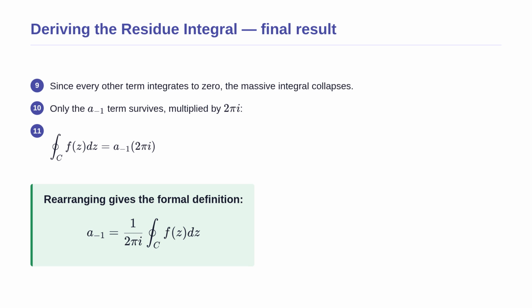By simply rearranging this equation, we arrive at the formal mathematical definition of the residue. This proves that the residue is exactly equal to the contour integral divided by 2 pi I. This single surviving term is the core reason why residues are so incredibly important.